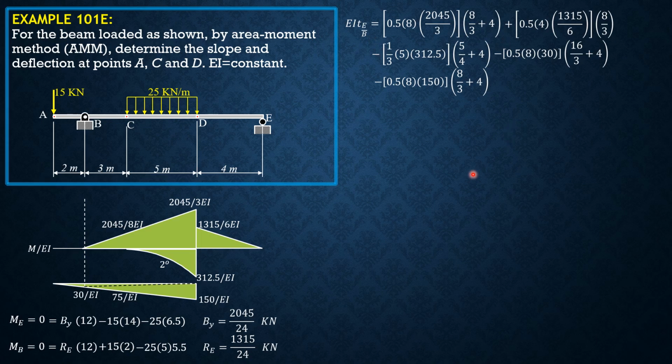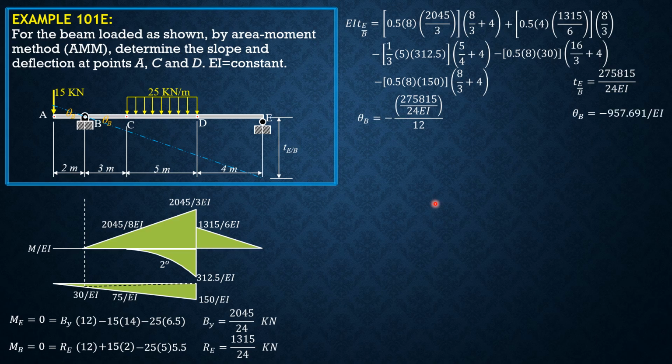So calculating using your calculator, the deviation of E relative to the tangent at B is equal to 275815 over 24 EI. It is positive, so E is above the reference tangent at B, as shown in the figure. So this is theta B. Theta B is negative because it is sloping down to the right, or the tangent is below the positive x-axis. So theta B is negative of 275815 over 24 EI divided by 12, because that's 12 meters, 3 plus 5 plus 4. So theta B is negative 957.691 over EI in decimal form.